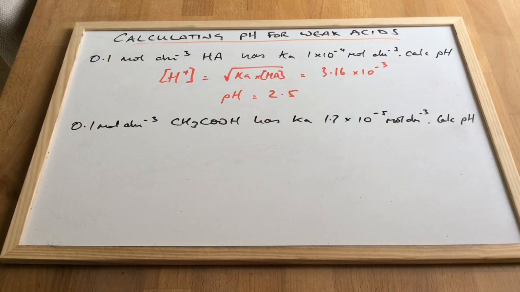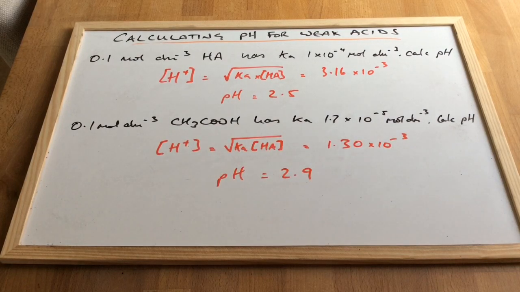There's the first one. We get a pH when we minus log the H plus concentration of 2.5. And the second one comes out at a pH of 2.9.